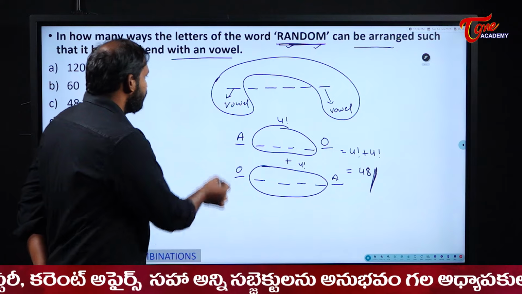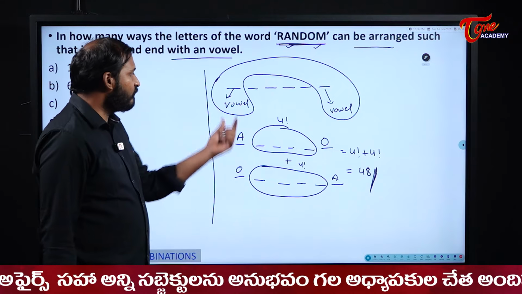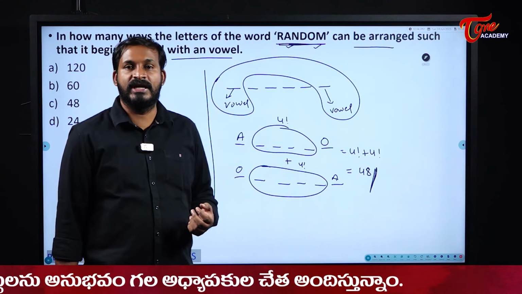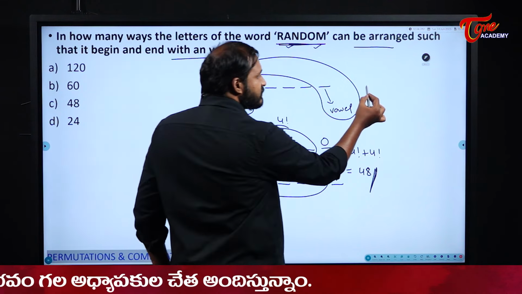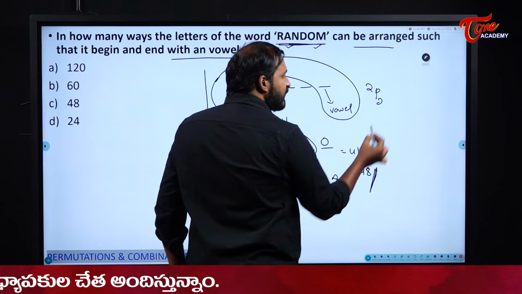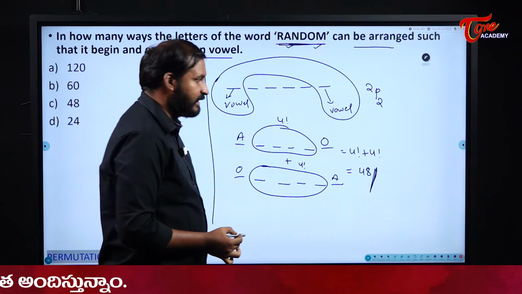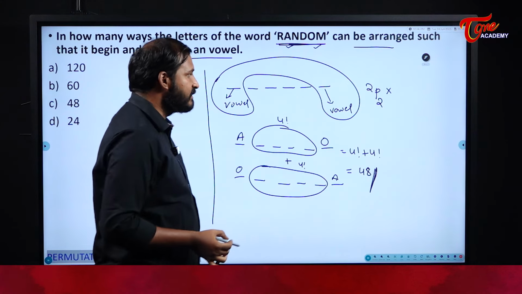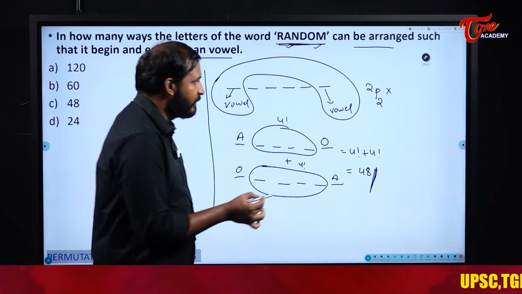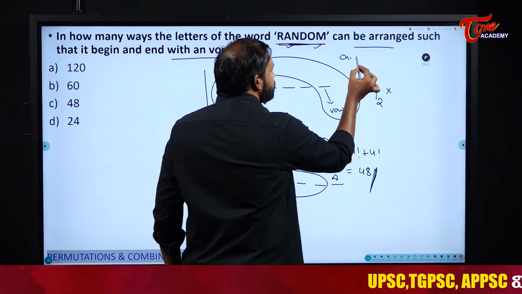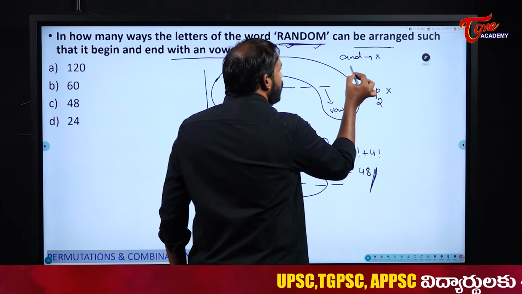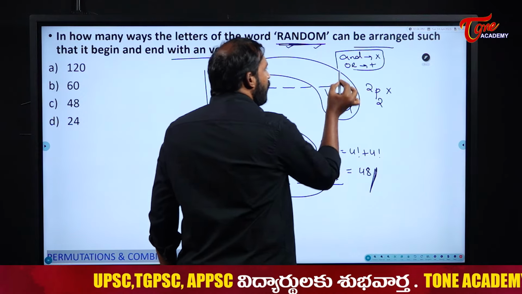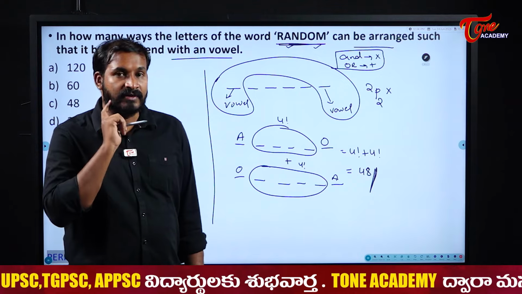If I go about it in the generalized manner, the first and last 2 positions should be filled with how many objects? 2 objects. What are those? A and O. These are vowels, at the start and end. And please remember students, in permutations and combinations, AND means multiply, OR means plus. We will come across this multiple times.